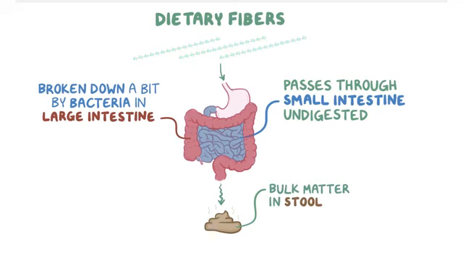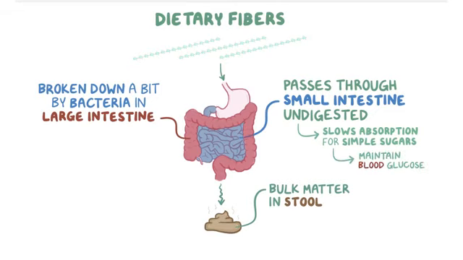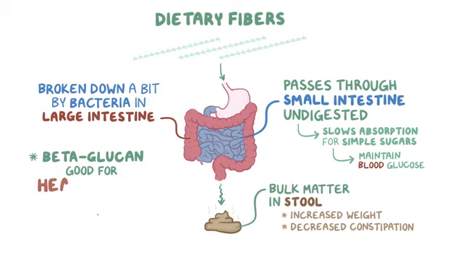Fibers are critical because they can slow down the rate of absorption of simple sugars like glucose in the small intestine, which can help maintain healthy blood glucose levels. They also increase stool weight, which helps prevent constipation. And fibers like beta-glucan are also good for heart health.